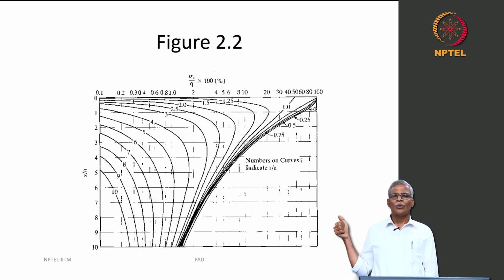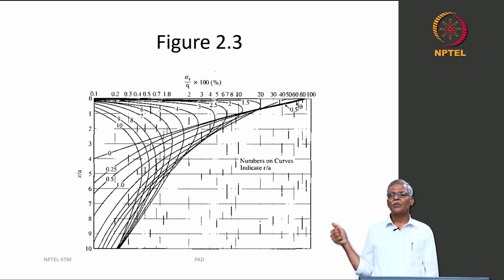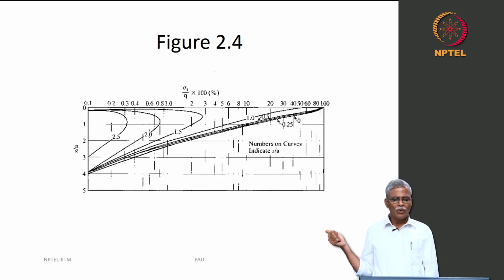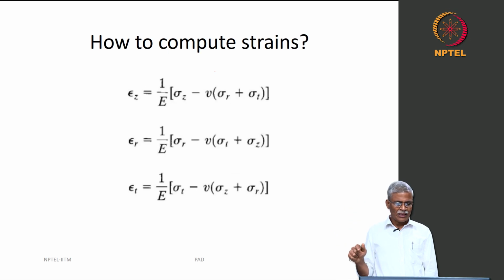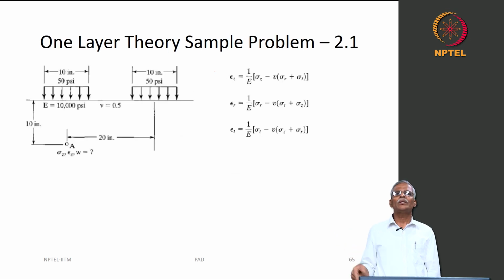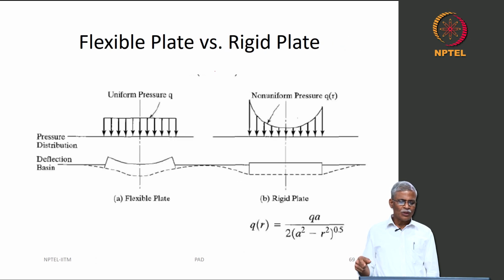So, we know how to compute sigma z, we know how to compute sigma r, we know how to compute sigma t, we know how to compute tau r z, we also know how to compute the deflection, vertical deflection for one layer. And now knowing these things, we also know how to compute the strain.